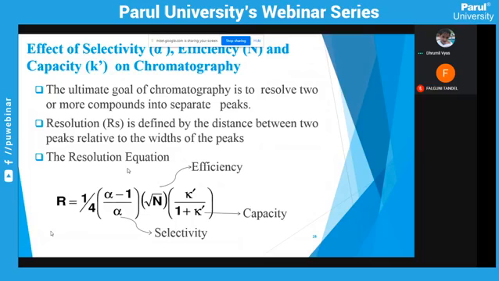What is the role of chromatography? It's resolution. Resolve two or more compounds into separate peaks.